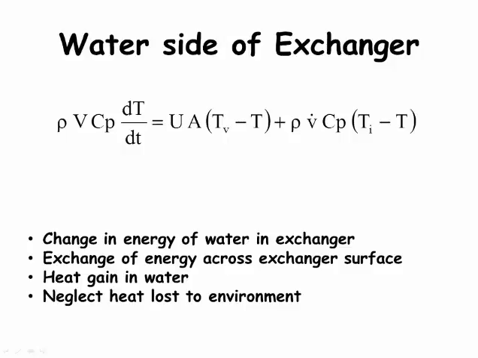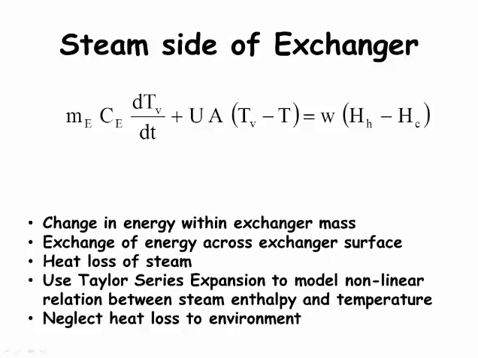U describes the heat transfer coefficient of the heat exchanger, and A describes the heat exchanger area. TV is the inlet steam temperature, and T is the outlet water temperature. The next term describes the heat gained by the cold water. This term is identical to the one we used for the fluid heating problem. Ti is the cold water temperature. Finally, we are going to neglect heat losses to the environment by assuming that the heat exchanger is well insulated around the outside. This is the heat balance and exchange on the steam side of the steam heat exchanger.